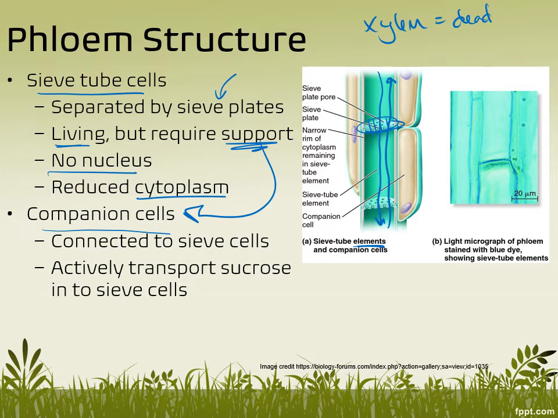Those companion cells sit right next to, so here's a companion cell, sieve tube element, companion cell. Those companion cells that sit right next to the sieve tube elements are connected, and their job is not just to support those sieve tube elements, but also to actively transport sucrose into the sieve cells.